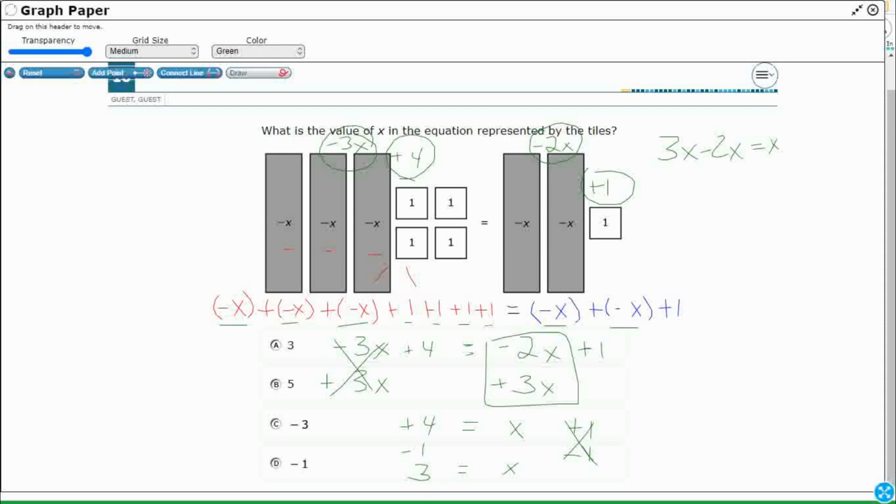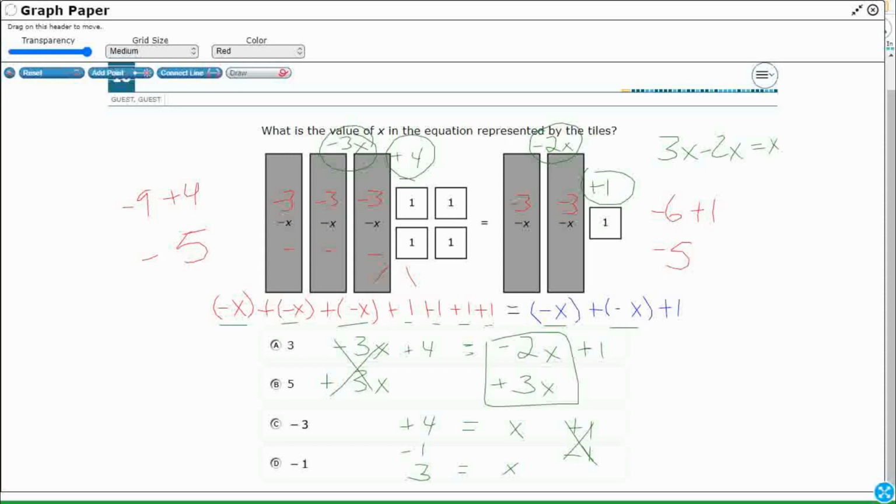But how do we know? Well, let's plug it in. Negative 3, negative 3, negative 3, negative 3, negative 3. So what's that going to be? That's negative 9 plus 4. This is negative 6 plus 1. So that's going to be negative 5. And this simplifies to negative 5.